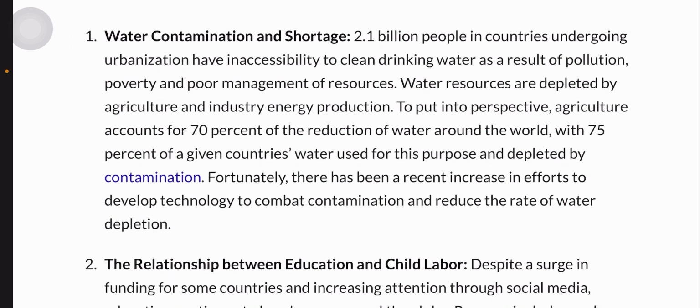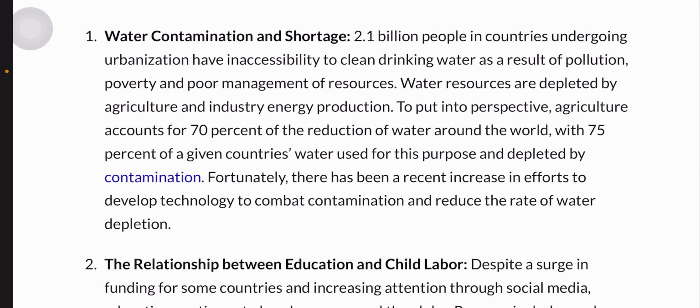Number one, water contamination and shortage. 2.1 billion people in countries undergoing urbanization have inaccessibility to clean drinking water as a result of population, poverty, and poor management of resources. Water resources are depleted by agriculture, industry, and energy production. To put it into perspective, agriculture accounts for 70% of the reduction of water around the world, with 75% of given countries. Water used for this purpose is depleted by contamination.